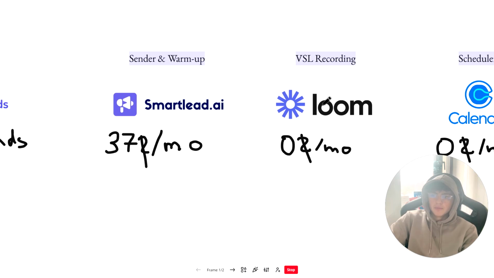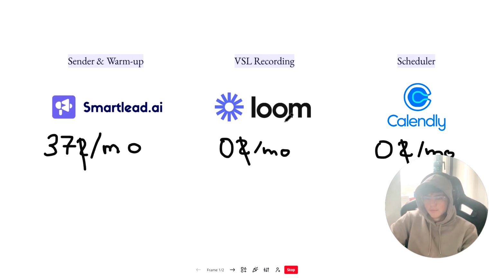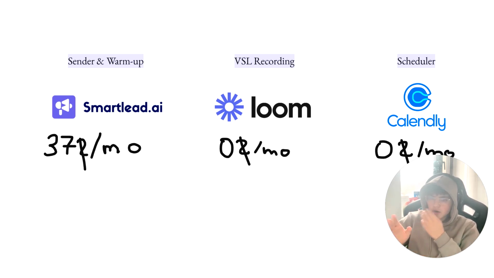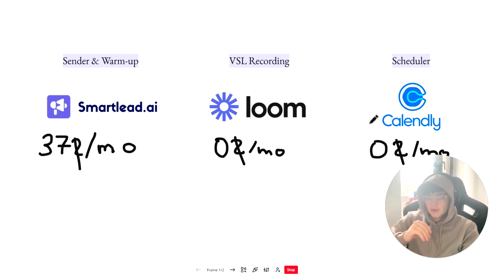And then the VSL recording. You're going to be using Loom to do that, and it's going to be free. If you want to get a pro plan, the AI business plan, which I do recommend, you're going to be able to add audio variables and create personalized Looms at scale. But if you don't want to do that, you can just use the normal Loom.